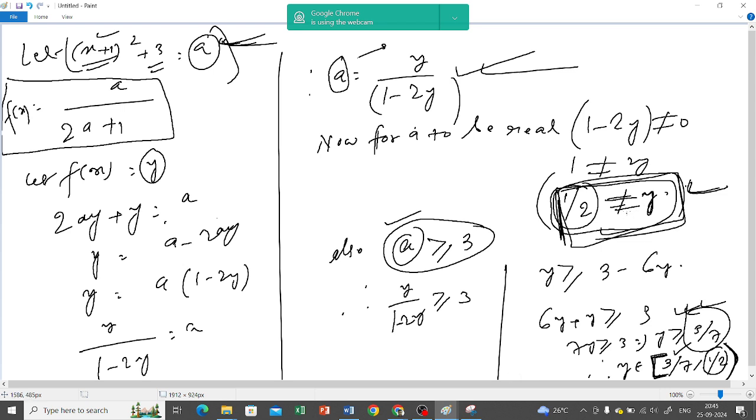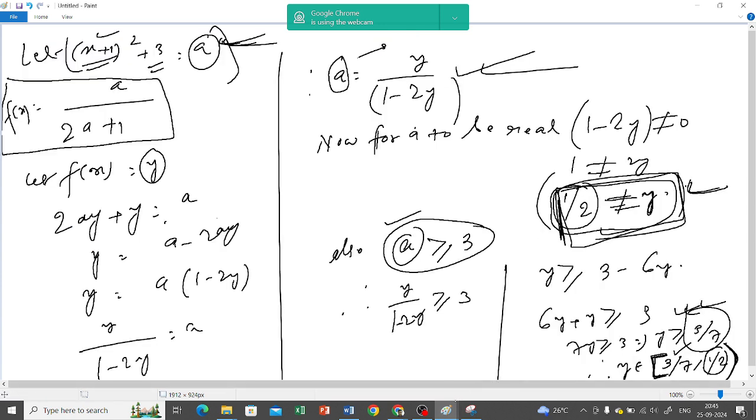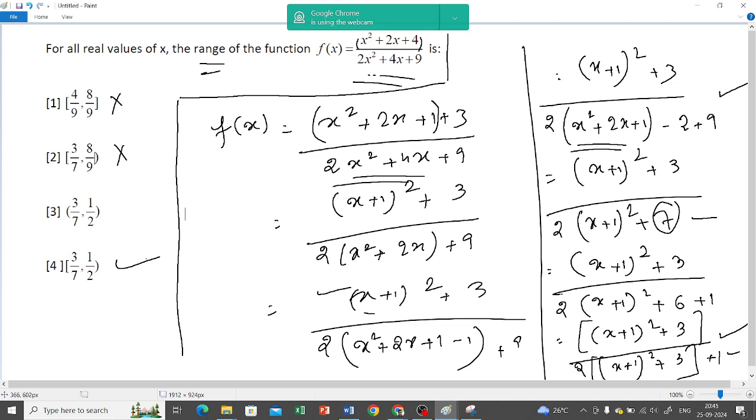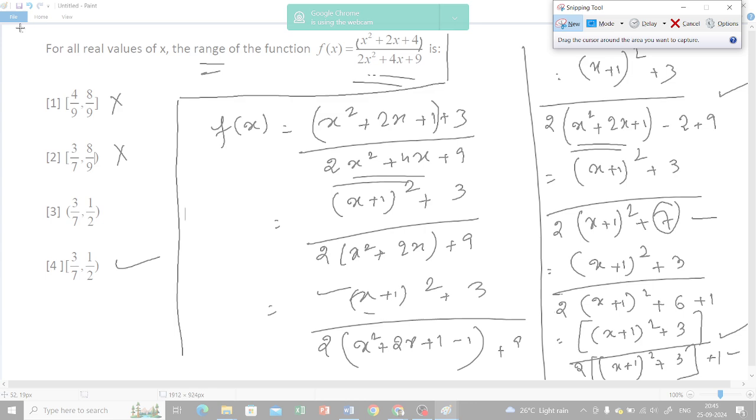See, the moment I get that y is not equal to half, it helps me understand that 1 and 2 cannot be the options. So it should be 3 and 4. And when I get that y is greater than or equal to 3/7, then that should definitely be number 4. There's no question about it.